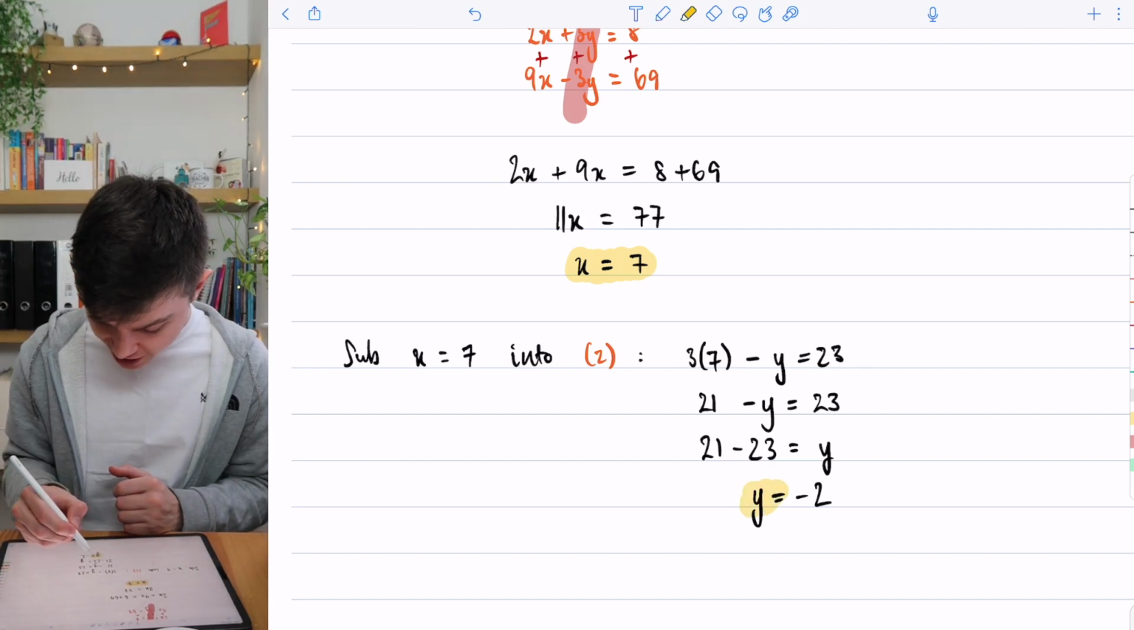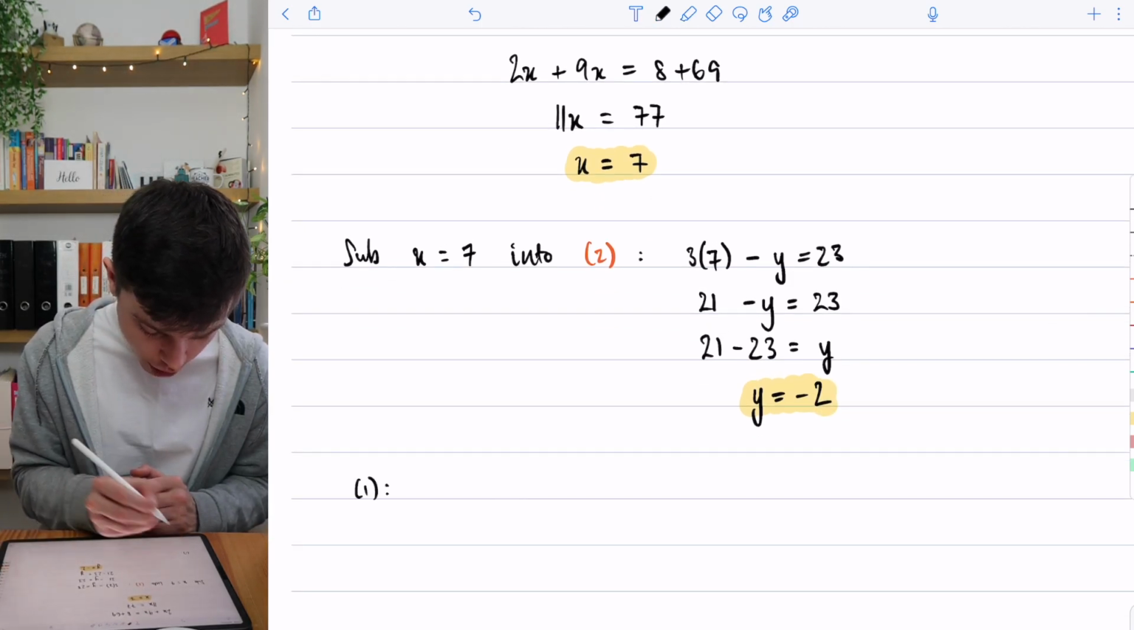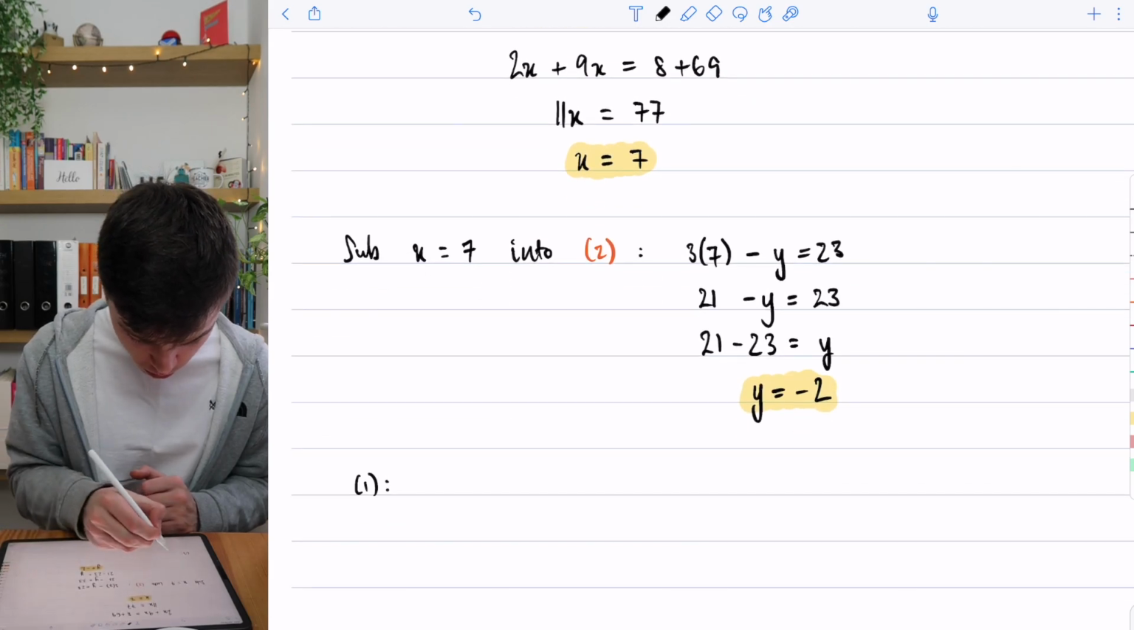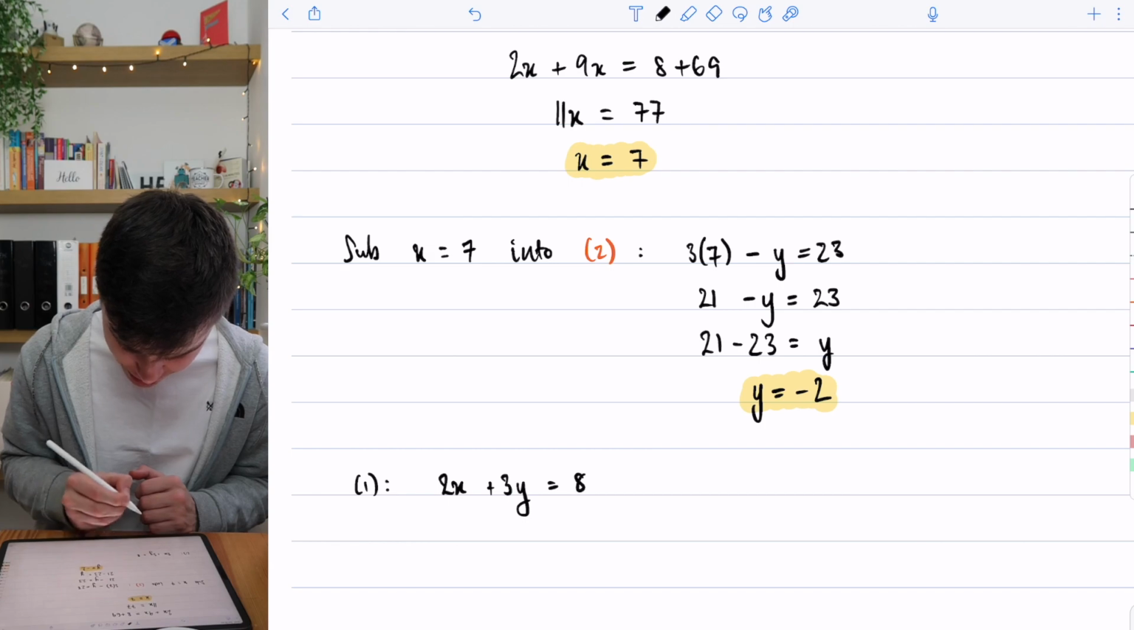And again, we can check whether we've done that correctly. If we substitute into, let's do number 1. If we substitute into number 1, we'll have 2x plus 3y is equal to 8.